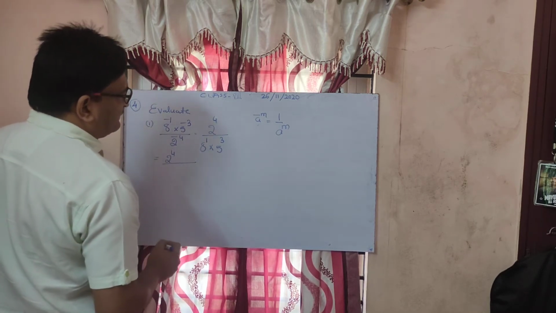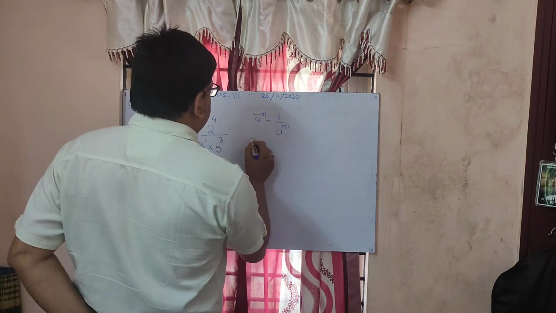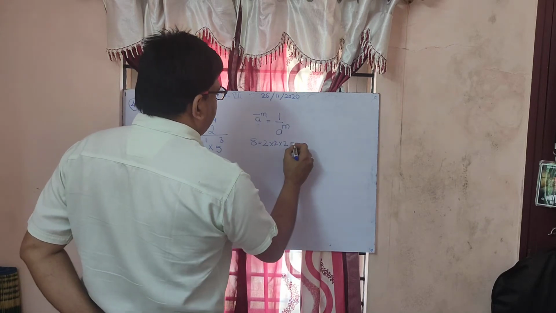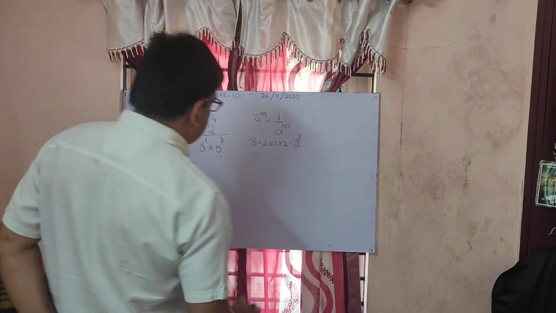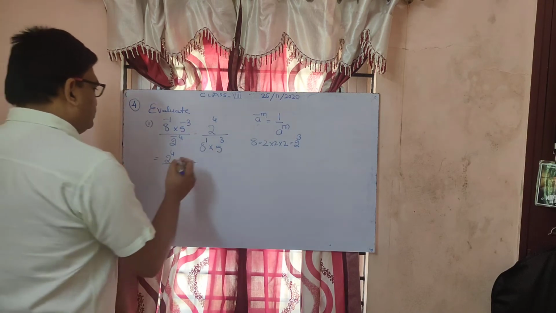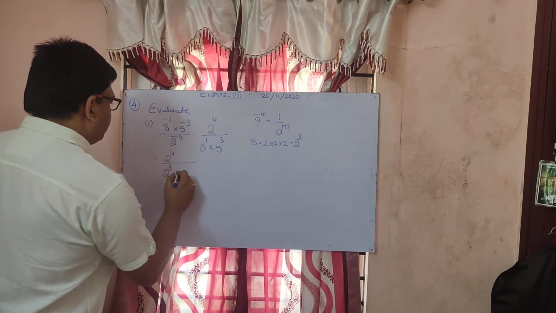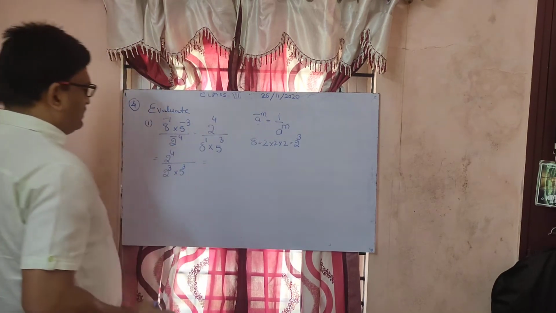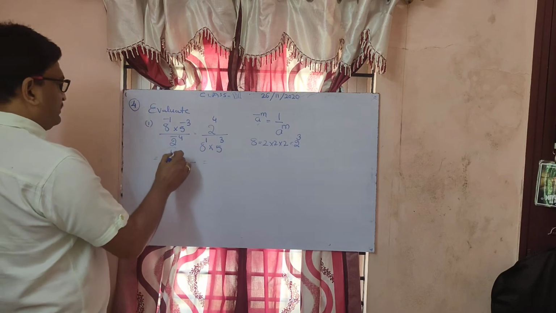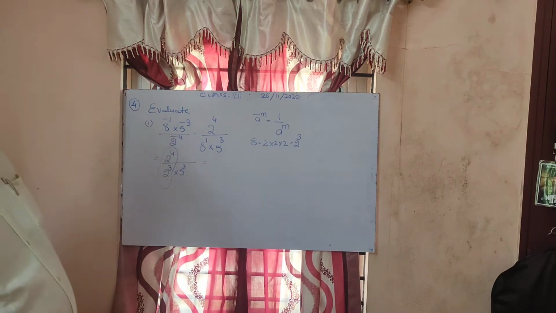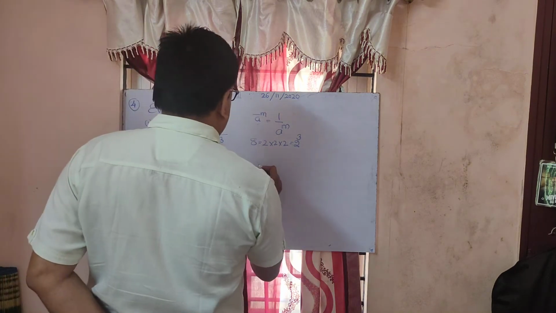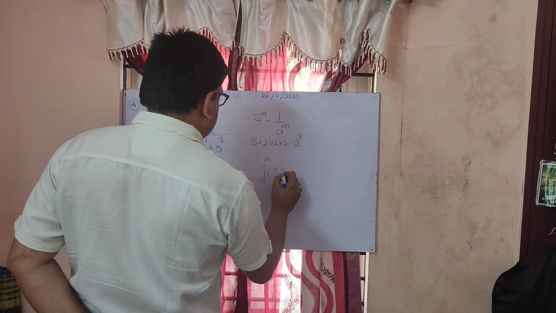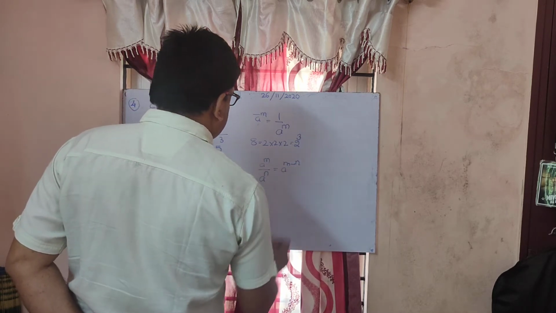So this 8 means, what are the factors of 8? Prime factors. 2 into 2 into 2. Means this can be written as 2 to the power 3. And 5 to the power 3 as it is. Now, by looking at these two, so there is a law, that is a to the power m divided by a to the power n is what? A to the power m minus n.